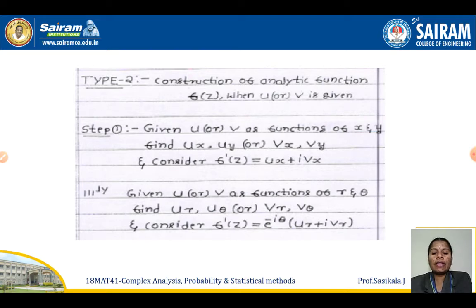Similarly, given u or v as a function of r and theta. This is what we have seen for the Cartesian form. Now in polar form, what do we have to do? We have to find u r, u theta or v r, v theta, and consider f dash equal to e power i theta of (u r plus i v r).